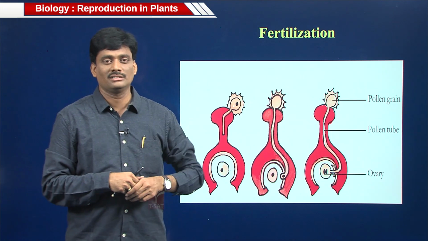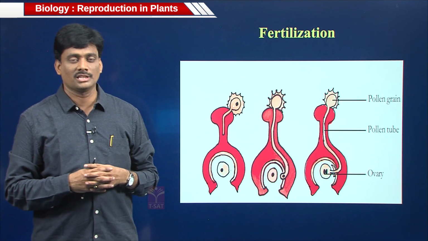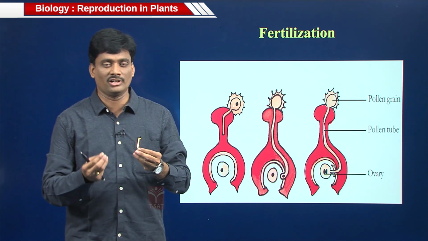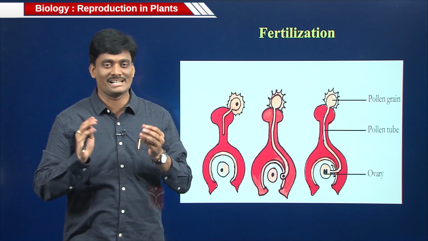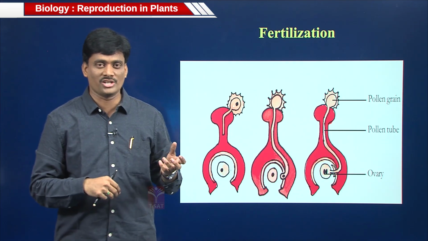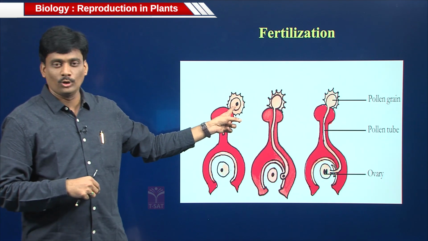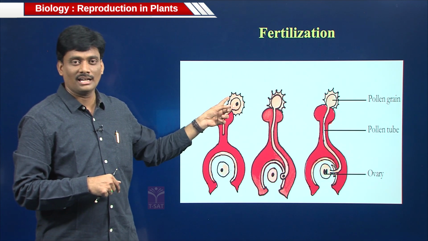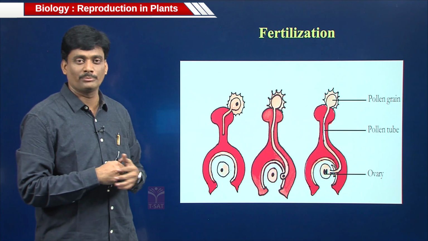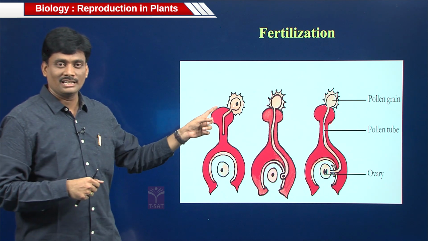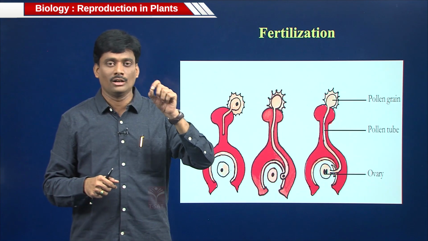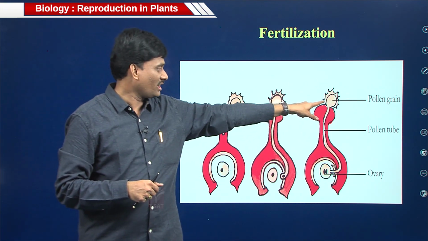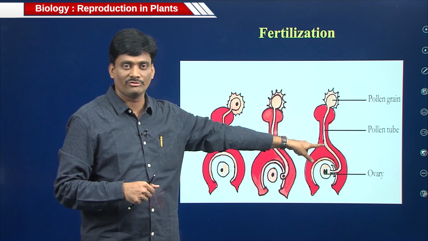And now we will see the fertilization process. Then what is meant by fertilization? Just now I said regarding pollination, the transfer of pollen grains from anther to stigma is called pollination. After pollination, the pollen grain starts germinating on the stigma, and after the germination, a pollen tube is produced. As a result, the pollen tube, which contains the male nucleus, is going to fuse with the female nucleus.